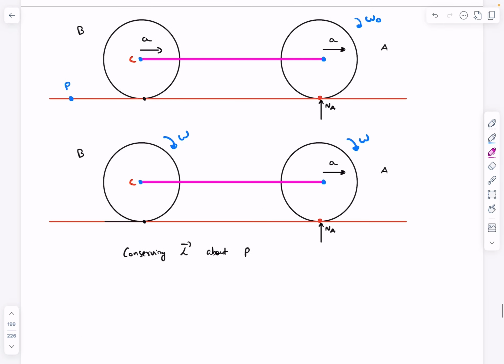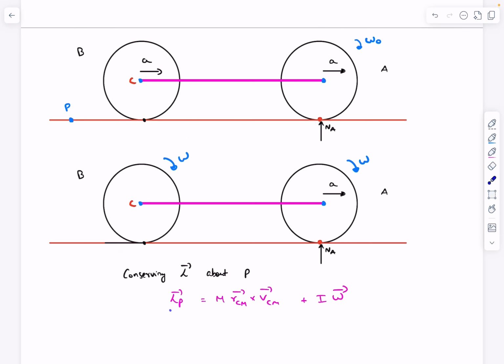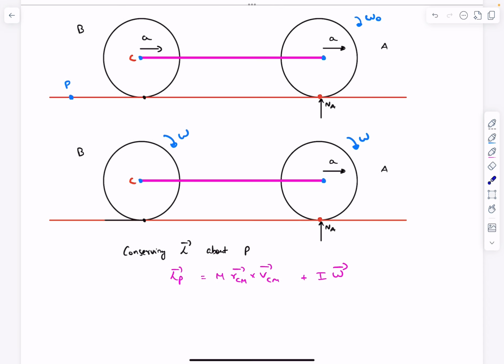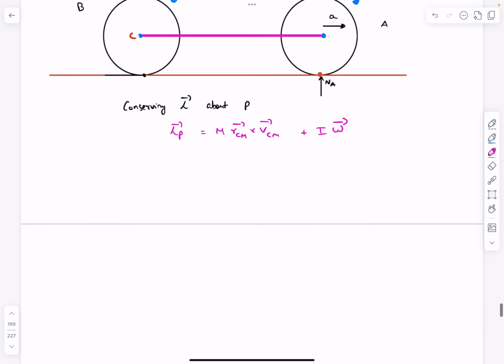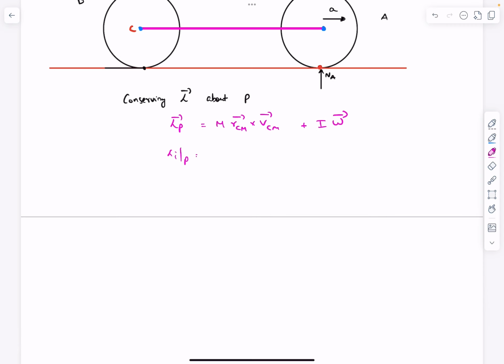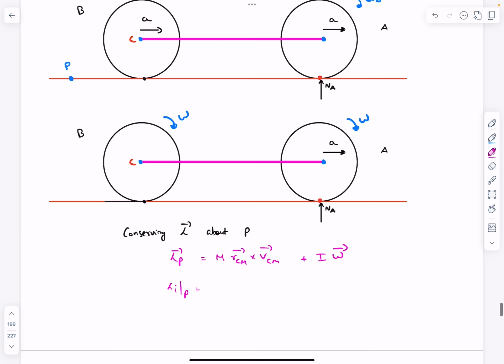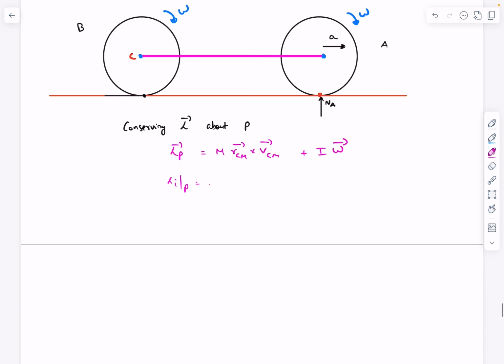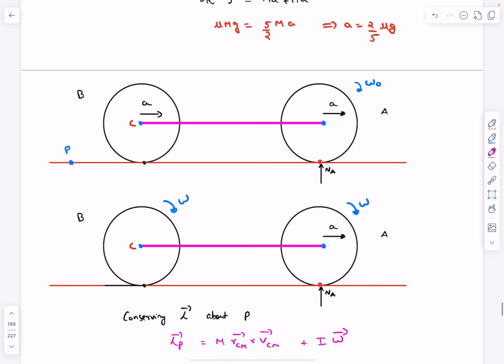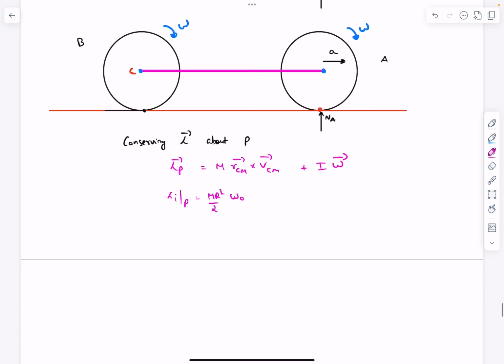Okay, so now let's conserve angular momentum. We'll be using this result: the L about the point P we can write as M RCM cross VCM of all the masses plus I omega. In the initial situation, this disk was completely at rest and this one had a rotational speed of omega naught. So initially the angular momentum about the point P, we'll just include this I omega term. I is the moment of inertia about the center of mass of the disk, which is mr square by 2, times omega naught. This is the initial angular momentum and it is into the page.